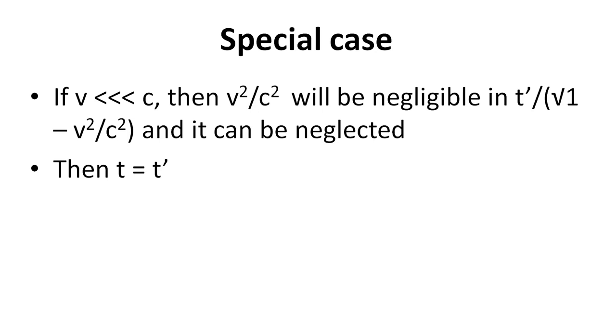Now special case: if v is very less than c, then v square by c square will be negligible. Therefore it can be neglected. Therefore t is equal to t dash. So if an object is moving with a normal speed, like the speed of a train, a plane, a car or a vehicle, then there will not be any time dilation.